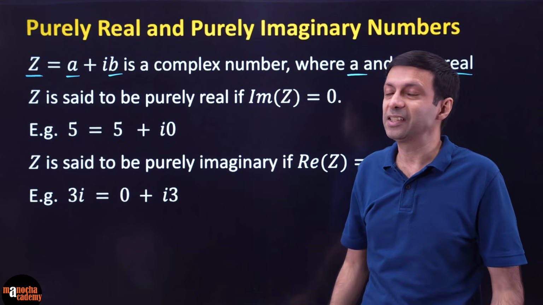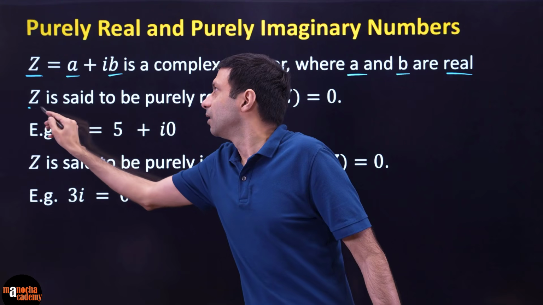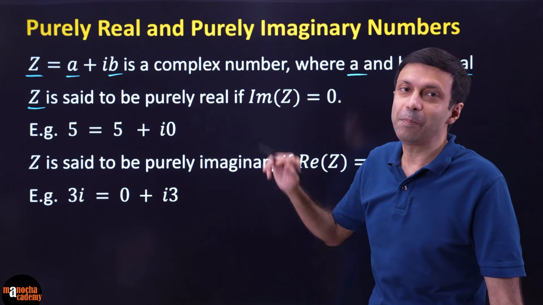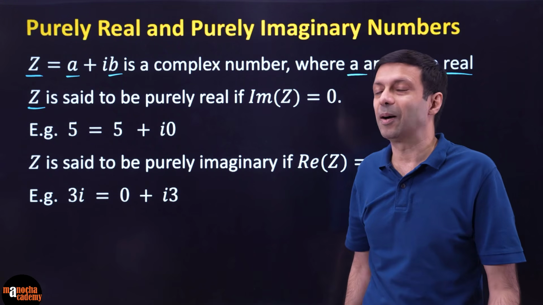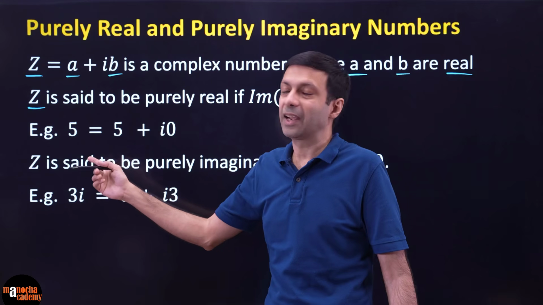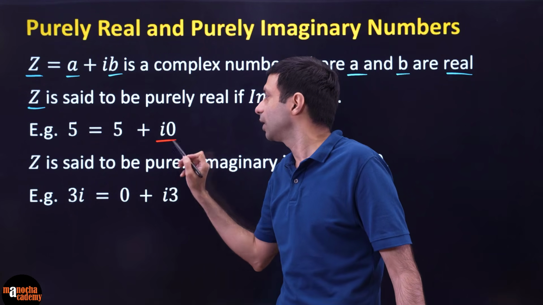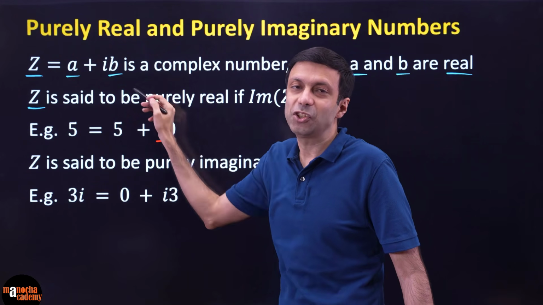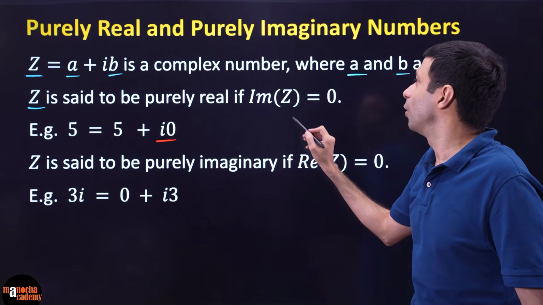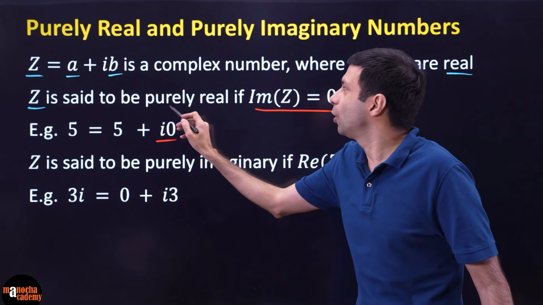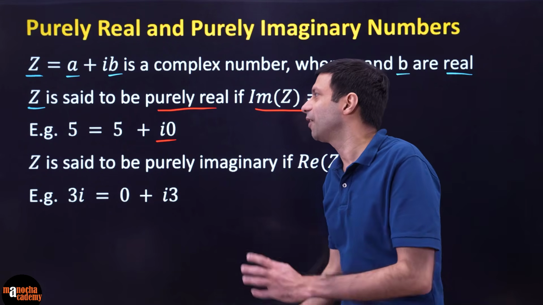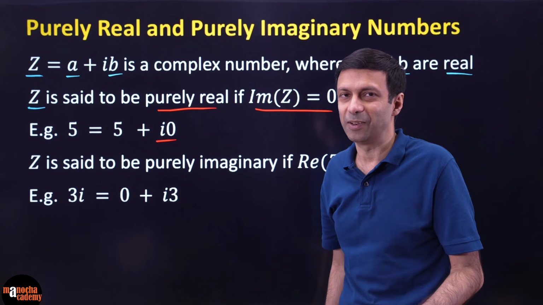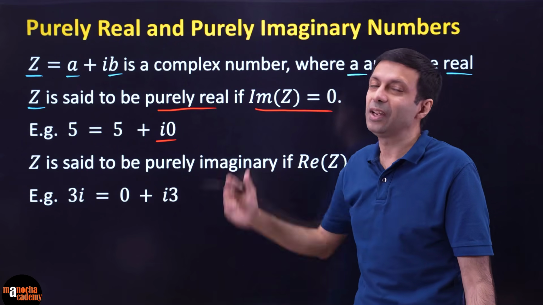Now one interesting thing is, z can be purely real. When will it be purely real? When the imaginary part is 0. So let's take an example. If I take the number 5, I can write it as 5 plus iota times 0. So you can see that this ib part, the imaginary part is 0. So then obviously we say the number is purely real number. It is just having a purely real number. In this example, the number 5. It is just real. Okay, so we call that purely real.